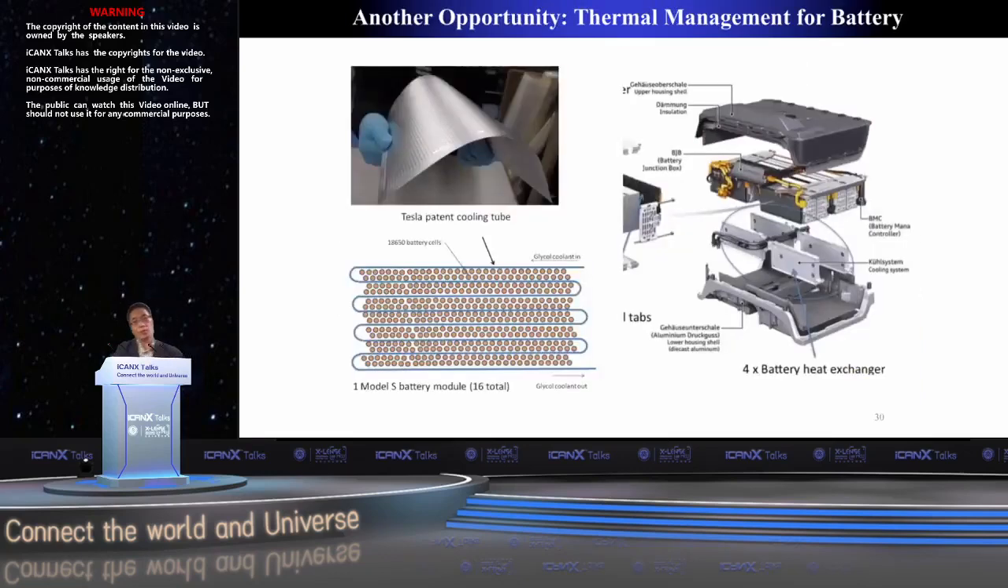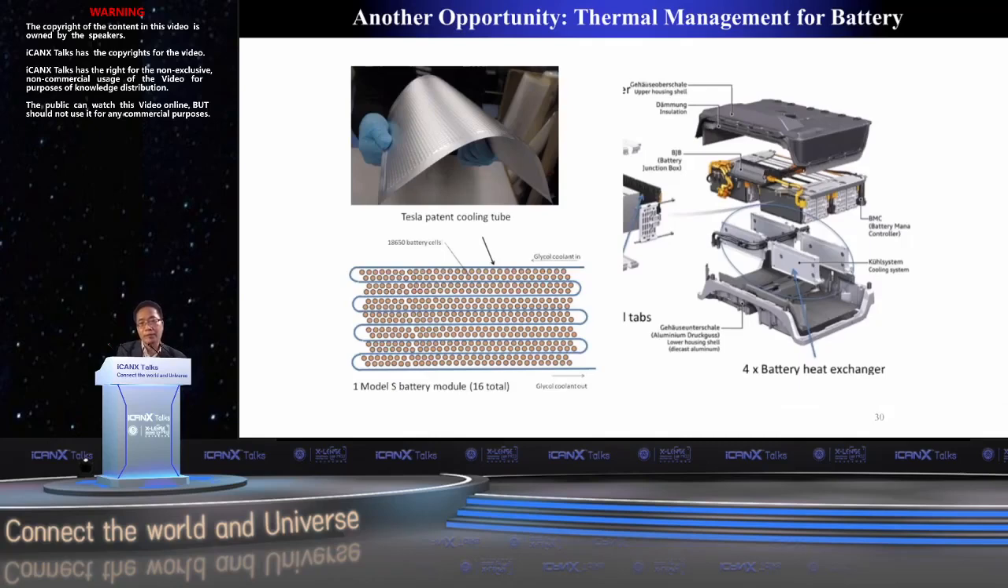I showed here one figure. Basically, this is a Tesla patent in terms of cooling their battery. Remember, for Tesla cars, the most important part is their battery, right? The battery carries a lot of weight because of the energy density problem. In the meantime, there are the fires of a lot of electrical cars. Just last week, I remember a couple of electrical cars got burned. It's because of battery problems.